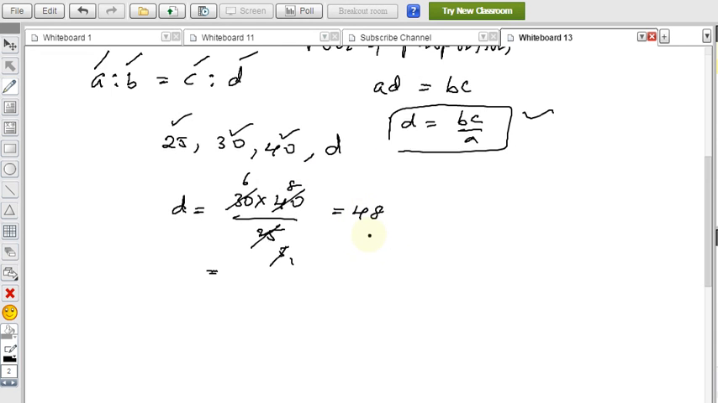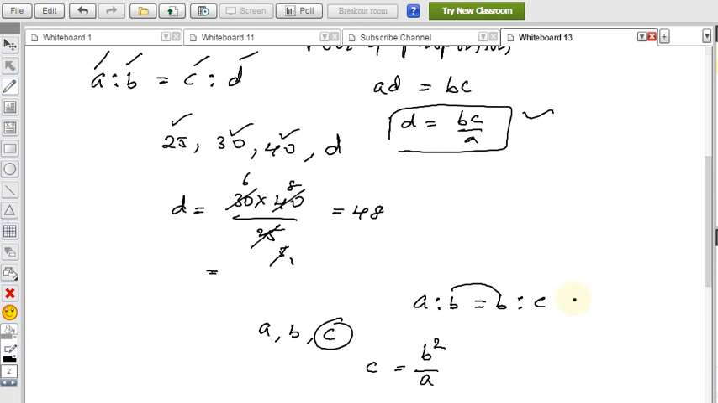And for the third proportion, if A, B, C are in third proportion, then we can take B into B. Actually, the third proportion will come like this. A is to B is equal to B is to C. The middle two are the same, so B into B. Now, if you want to find the third proportion, we can take B square by A is equal to C, because it comes from this formula only.